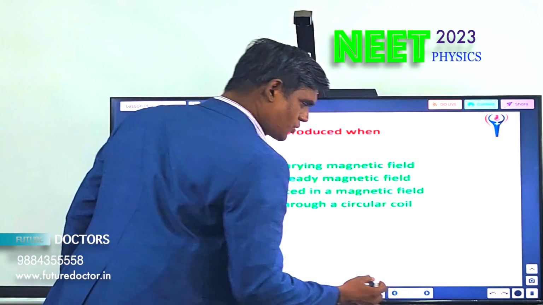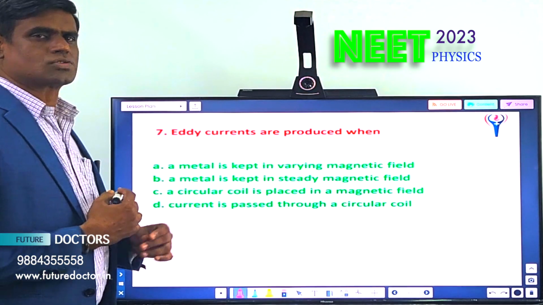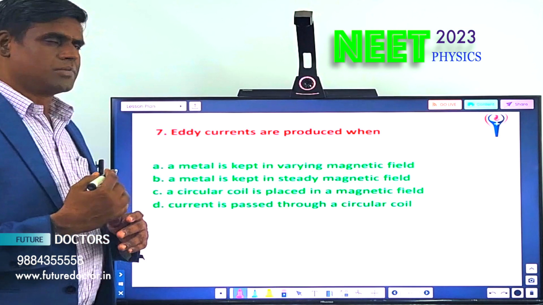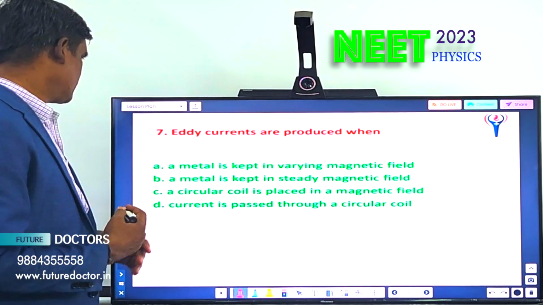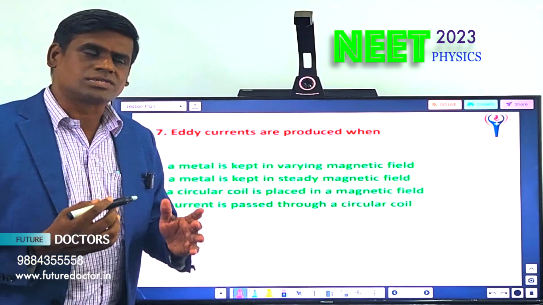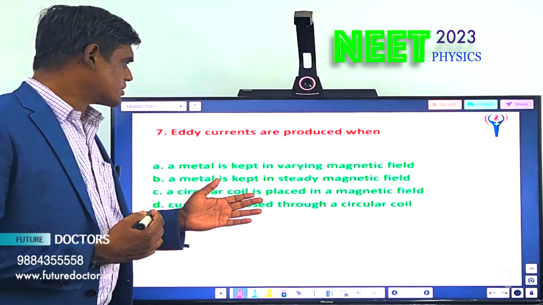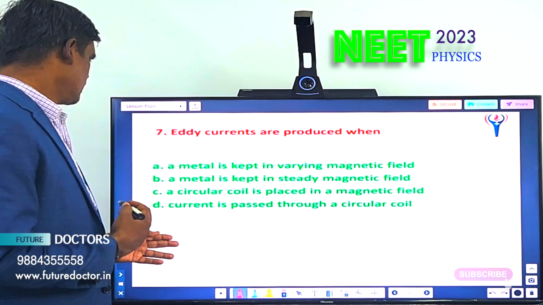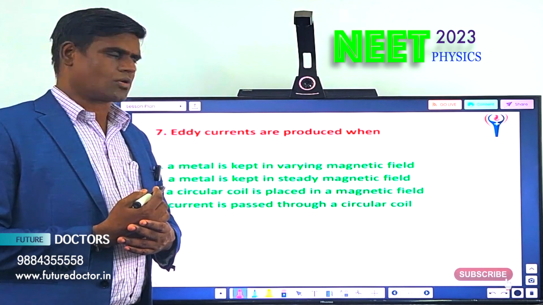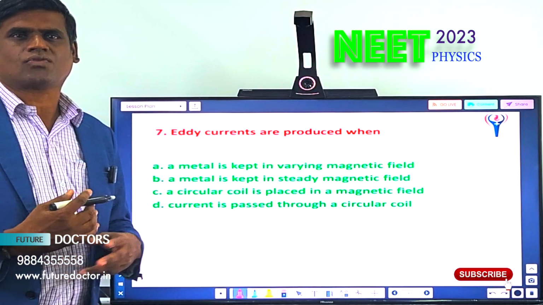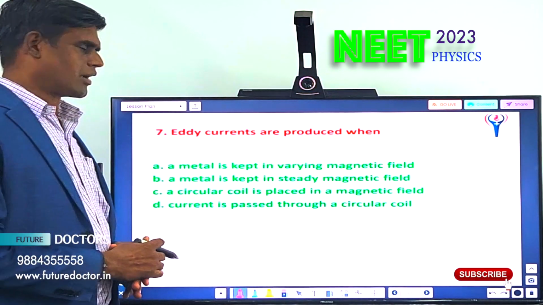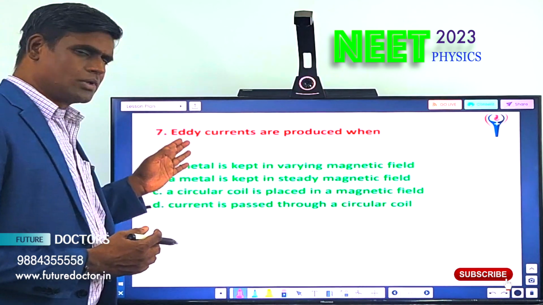Let's move to the last question. Eddy currents are produced when dash. Option A, metal is kept in a varying magnetic field. B option, metal is kept in steady magnetic field. C option, a circular coil is placed in a magnetic field. D option, current is passed through a circular coil. That is how eddy currents are produced. What are eddy currents? What is the principle of eddy currents? By knowing the idea, you are able to solve this question.